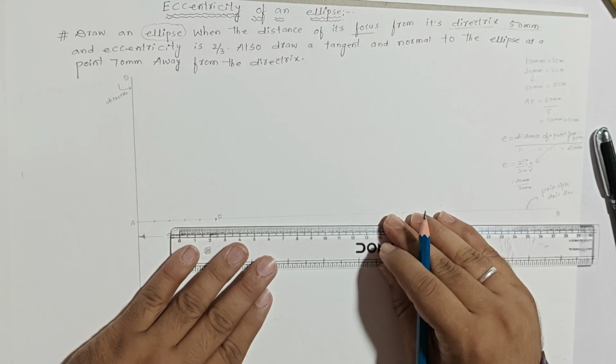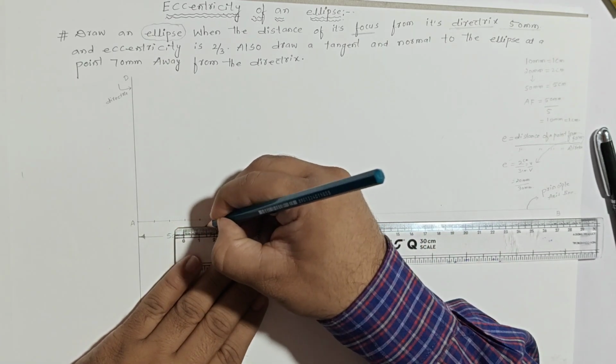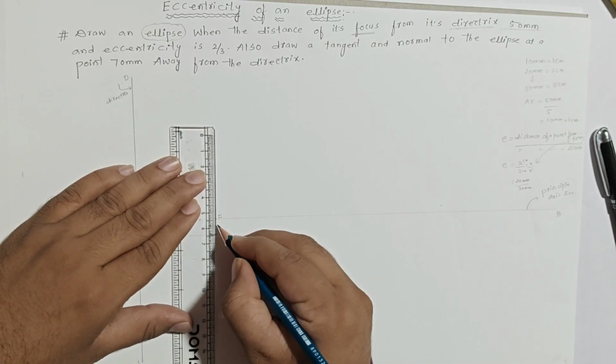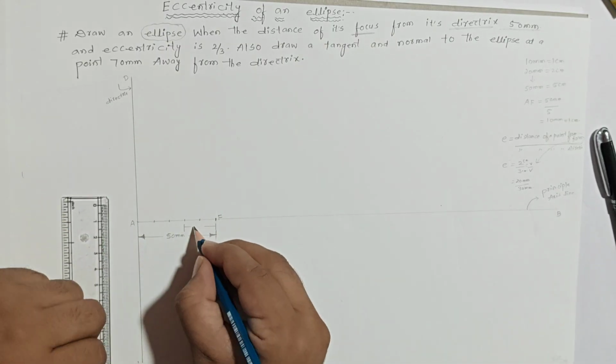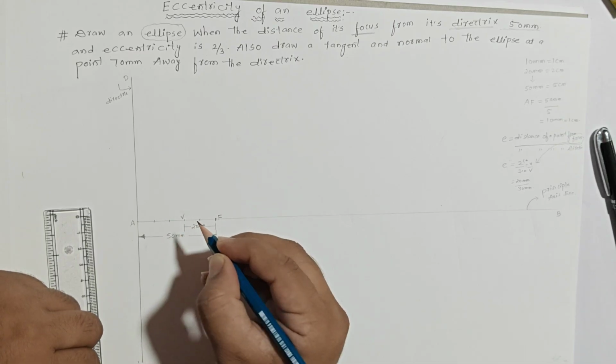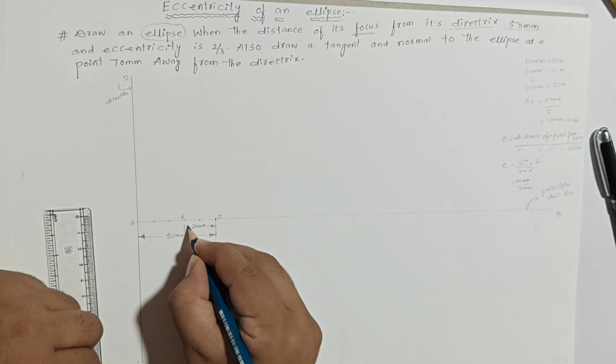Clear? Focus to vertex is 20 mm. 20 millimeter. So this is what we can say the vertex point. And show this arrow. Clear?